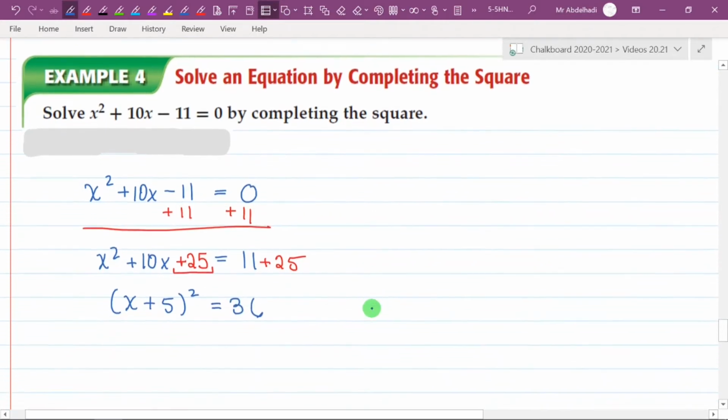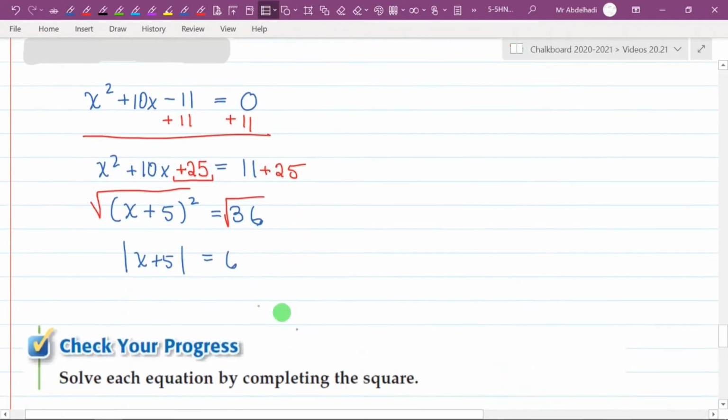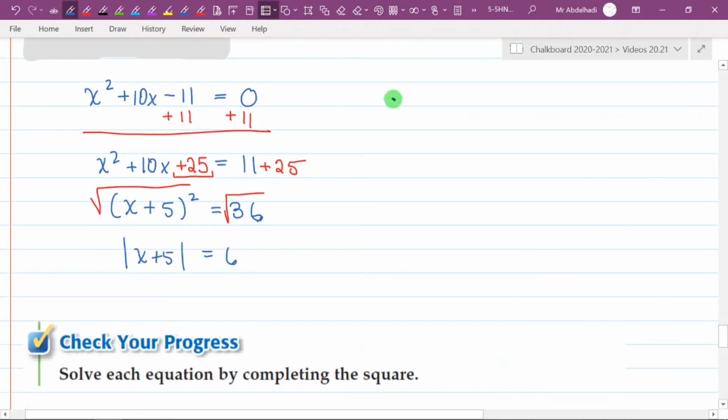And now we have something that we know how to solve from the earlier problems in this lesson. We can just take the square root of both sides and use the square root property. This becomes absolute value of x plus 5. This becomes 6. Drop the bars. Let's do that over here. Drop the bars. And that makes this a plus or minus 6 on this side.